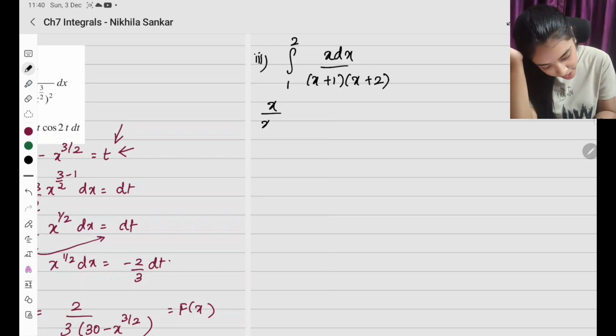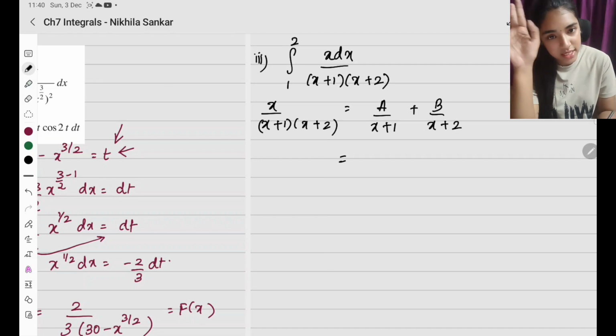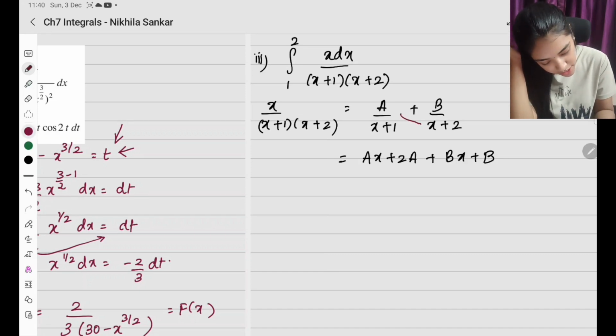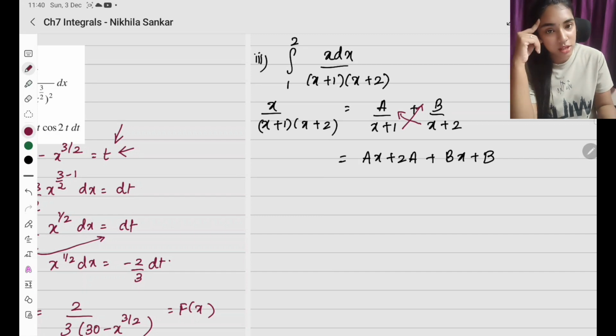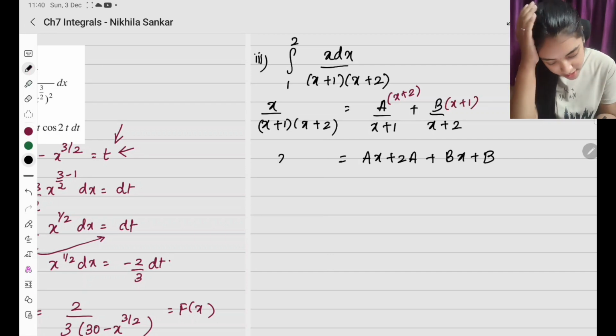So, how do I have x divided by x plus 1, x plus 2 is going to be a divided by x plus 1 plus b divided by x plus 2. Taking the LCM, since the denominators are same, I'm going to equate the numerator. So ax plus 2a, multiplied, plus bx plus b. Basically, I'm cross multiplying. Do you see? I'm cross multiplying because those are the terms that are left out. Cross multiplying now, I'm taking the LCM. So this is multiplied by x plus 2. This is multiplied by x plus 1. And on the other side, I have x.